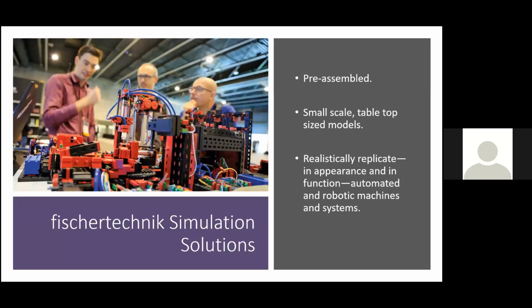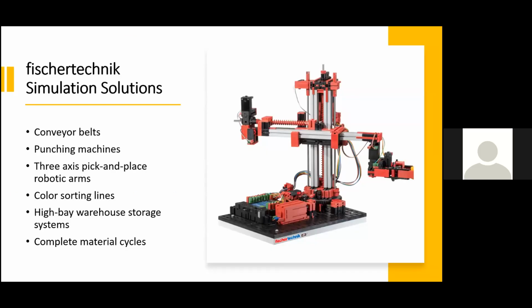Now, the line of Fischertechnik simulation solutions, which of course are the focus of today's presentation, are something much different. This line consists not of kits, but of a series of pre-assembled small-scale models which replicate in appearance and function various automated robotic machines and systems. Models in the fischertechnik simulation line include conveyor belts, punching machines, 3-axis pick-and-place robotic arms, color sorting lines, and high bay warehouse storage systems.